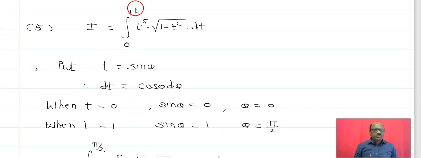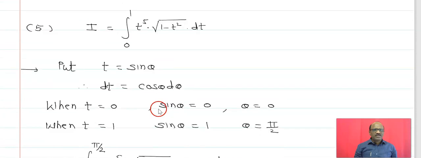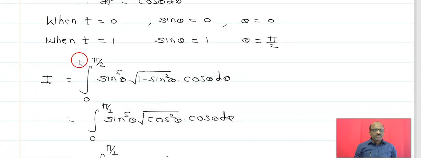I is equal to the integral 0 to 1 of t raised to 5 into under root of 1 minus t square dt. Now put t is equal to sin theta, therefore dt is equal to cos theta d theta. When t is equal to 0, sin theta is equal to 0, therefore theta is equal to 0. When t is equal to 1, sin theta is 1. For what angle is sin theta 1? Theta is equal to pi by 2, and therefore our integral changes: I is equal to the integral 0 to pi by 2 of sin theta raised to 5 into under root of 1 minus sin square theta into cos theta d theta.